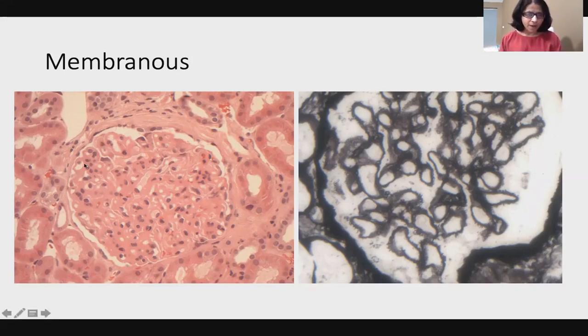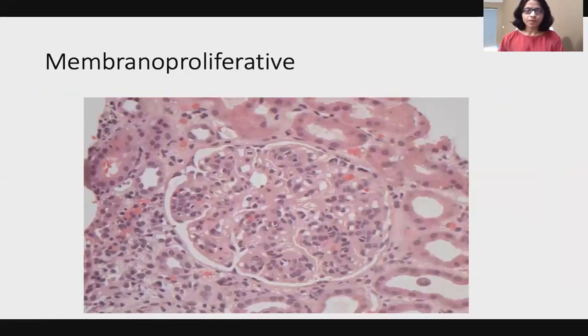So if you look at about 10 o'clock, very rigid, thick membranes are there, but the capillary loops are still patent and no increase in cellularity is seen. To facilitate looking at this pattern, we use the silver stain, and here we are looking for spikes on the basement membrane or small bubbles. And this tells us it's a membranous pattern. We already talked about the membranoproliferative, but just to give you another example.